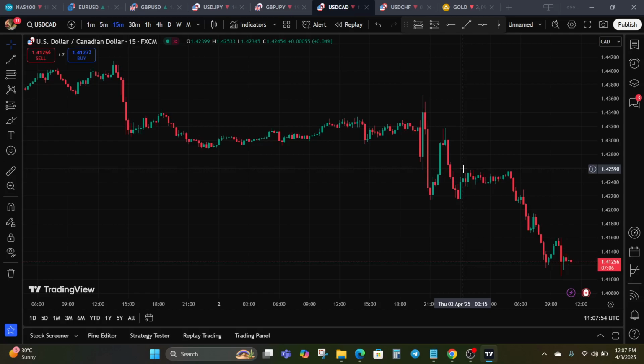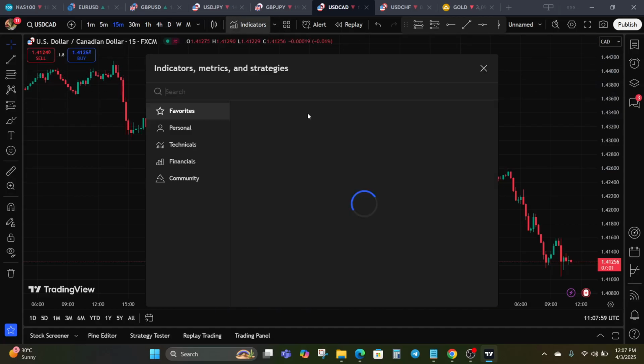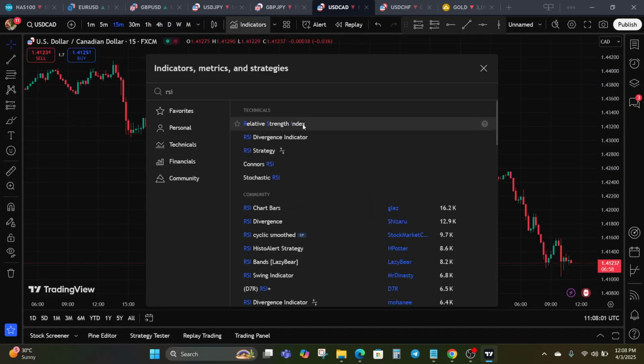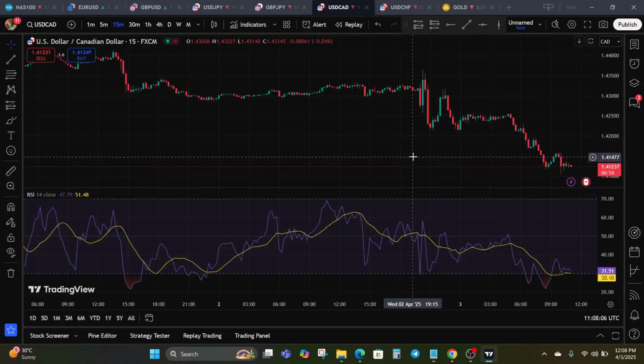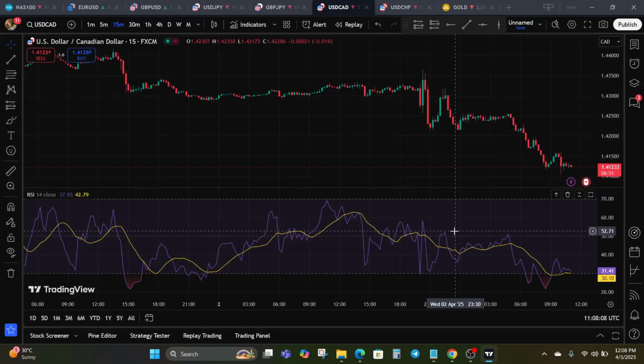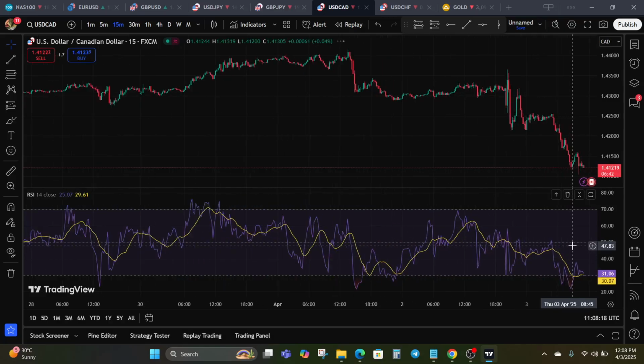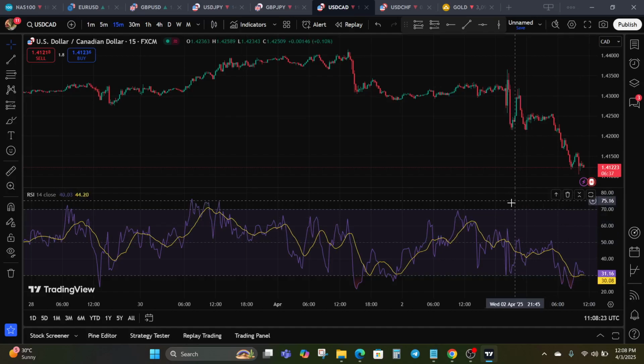Okay, I'm going to be adding the RSI to the chart right now, the relative strength index. This is a momentum indicator that measures the speed and change of price movements. It operates on a scale of 0 to 100, with readings above 70 signaling overbought conditions and readings below 30 indicating oversold conditions.